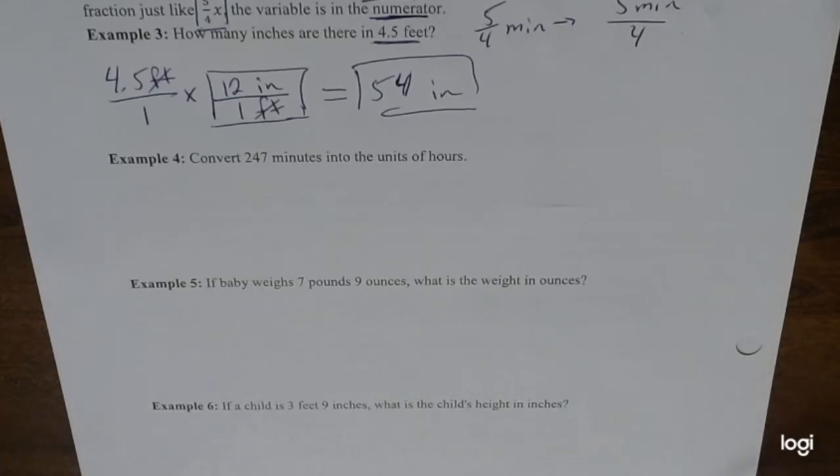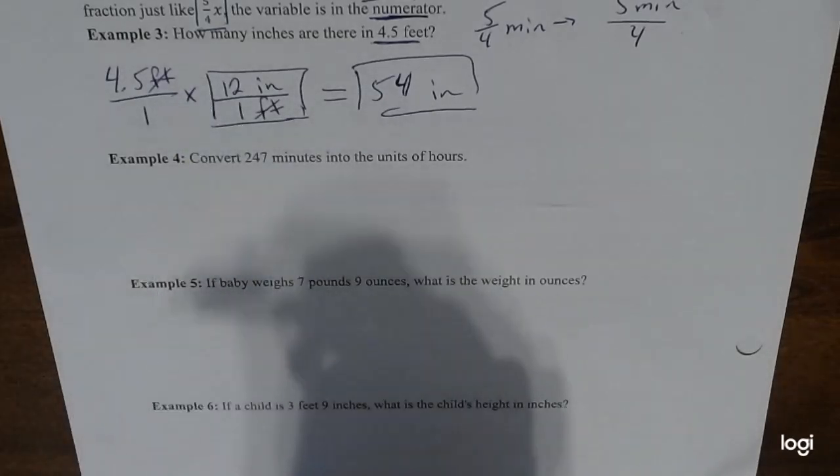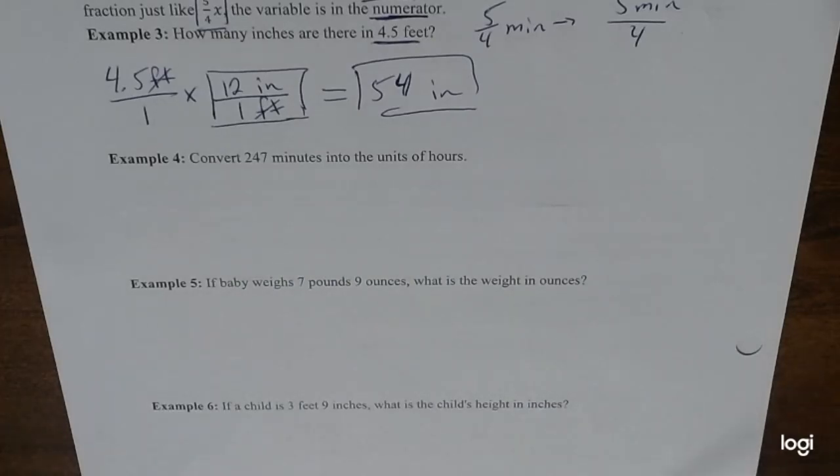Okay. So why don't you pause it real quick and try the rest, 4, 5, and 6. We'll do 7 together for the example, but try 4, 5, and 6. So I'll give you a quick 3, 2, 1, and pause.